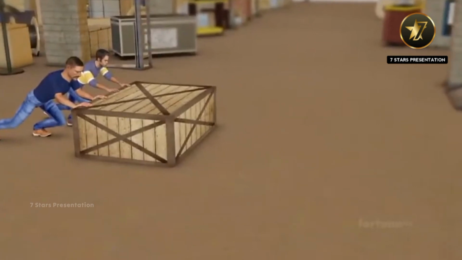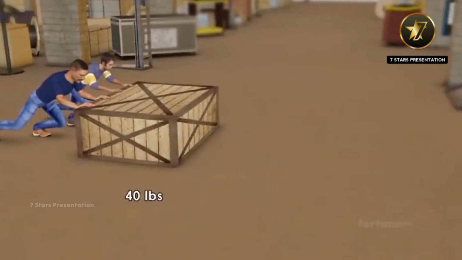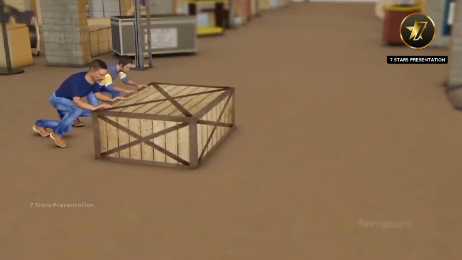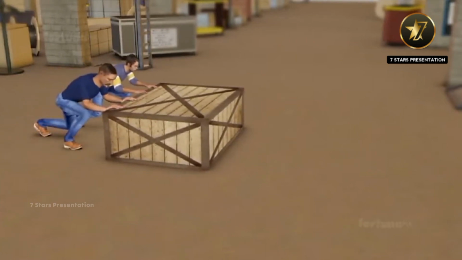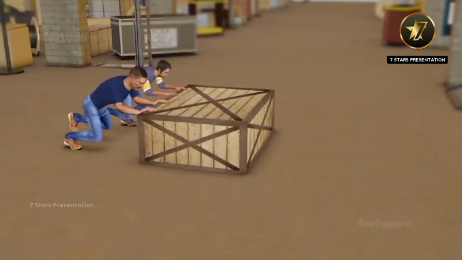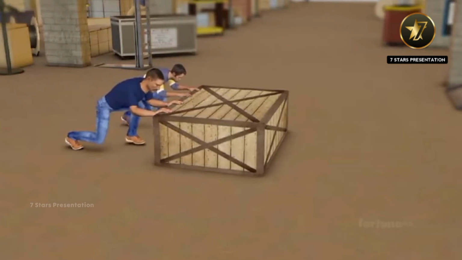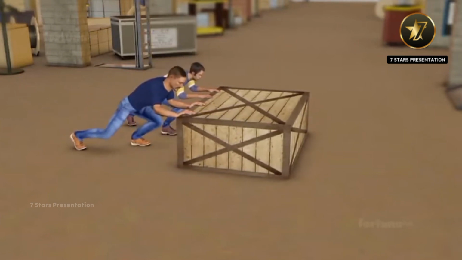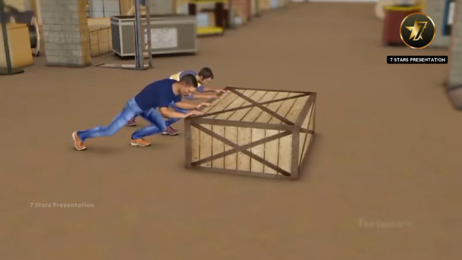Now, if you both push a larger box weighing 40 pounds using the same amount of force, the box won't move as fast as the 20-pound box. But why did it slow down? There are still 2 people pushing it. In this case, the mass of the box has increased and the force stayed the same, so the acceleration has decreased.